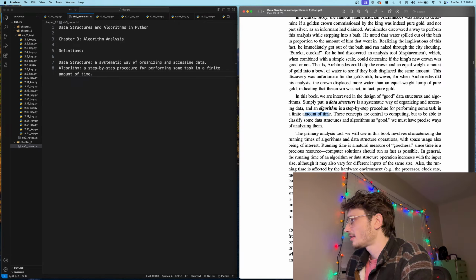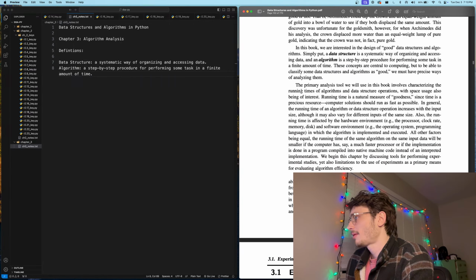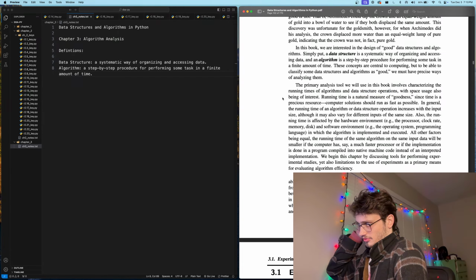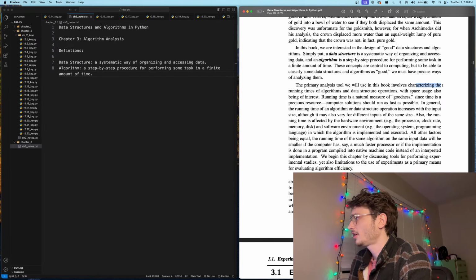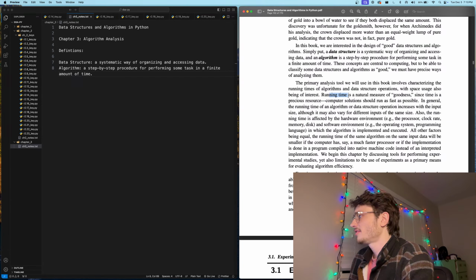These concepts are central to computing, but to be able to classify some data structures and algorithms as "good," we must have precise ways of analyzing them. The primary analysis tool we will use in this book involves characterizing the running times of algorithms and data structure operations, with space usage also being of interest. So we need to keep in mind the time it takes to actually run these operations as well as the space it takes up. Running time is a natural measure of "goodness," since time is a precious resource, and computer solutions should run as fast as possible.